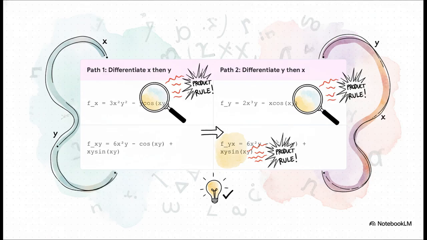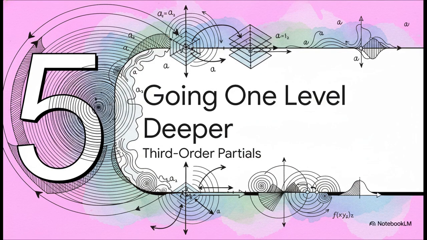Now look at the right path. Same story. When you differentiate with respect to x, you hit that x times cos of xy term, and bam, product rule again. But here's the magic. Even with all that messy calculation, look at the final answers. They are identical. It works every time. So we've pretty much proven that order doesn't matter for second-order partials.